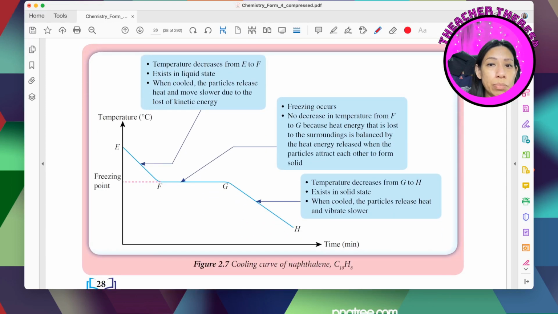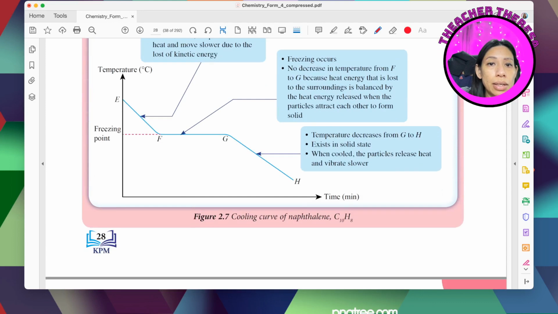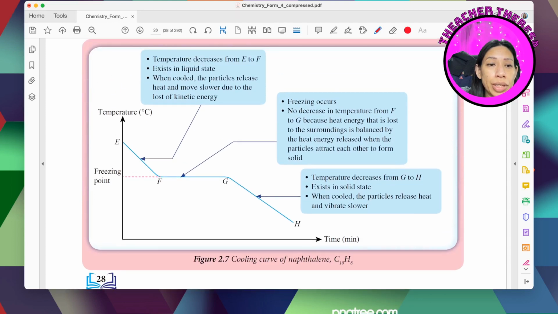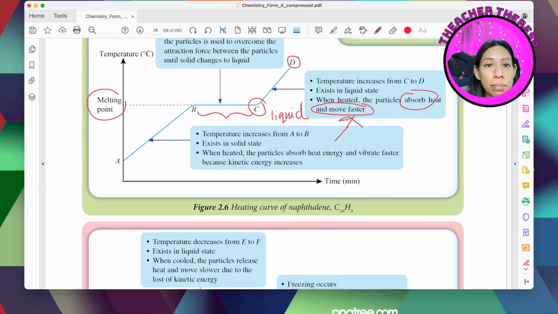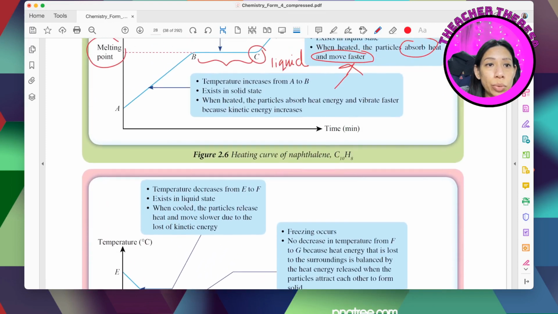The other way around, both graphs are reflections of each other. The cooling process, or the freezing point, is when the particles release heat to the surrounding. So during freezing, when we cool the substance, the naphthalene will release energy to the surrounding. At this point, the freezing point and the melting point are equal to each other.